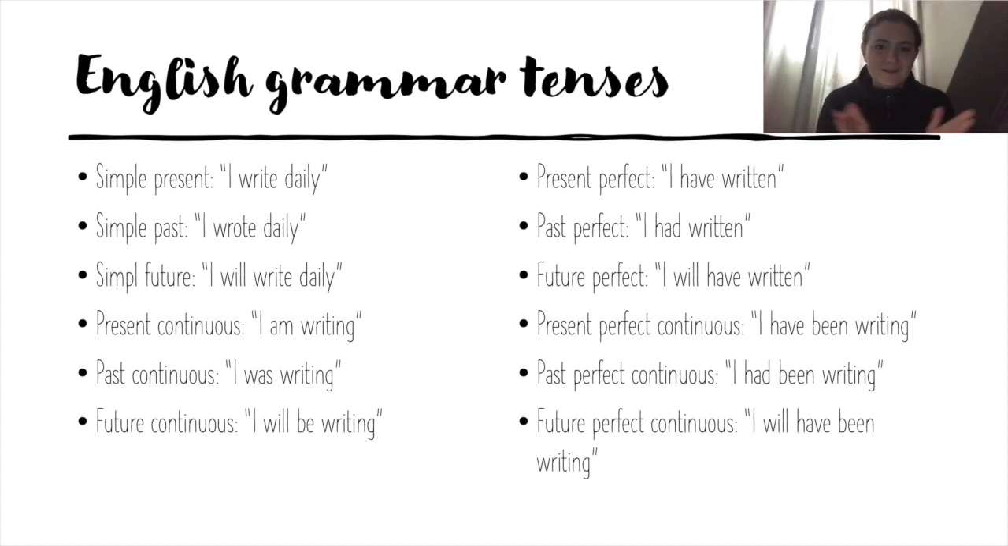The present perfect continuous. I have been writing. So this one is a little bit different. It's a combination of, as the name says, the perfect and the continuous, right? So I am writing is something that I'm doing right now, and I have written is something that I've done in the past. So it's something that you're trying to say is an ongoing action, an ongoing thing.